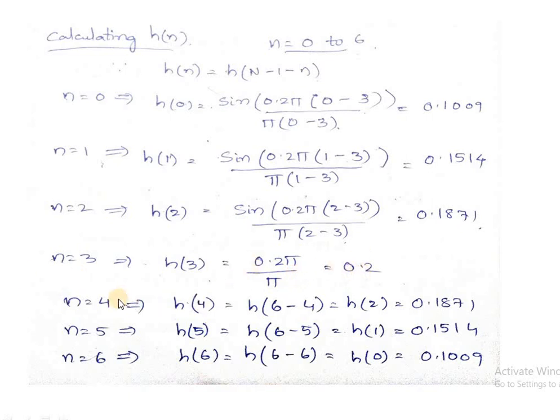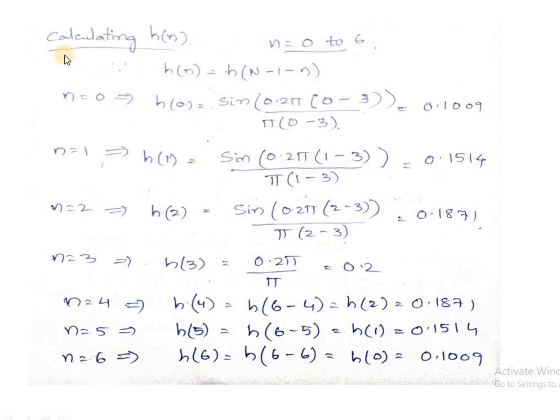Similarly, for all other values of the impulse response, n is equal to 4, 5, 6, exploiting the symmetry relation h of n is equal to h of (n minus 1) minus n, we observe that h of 4 is simply equal to h of 2, h of 5 is equal to h of 1, and h of 6 is equal to h of 0. And since we have already calculated these values, I just substitute those values.